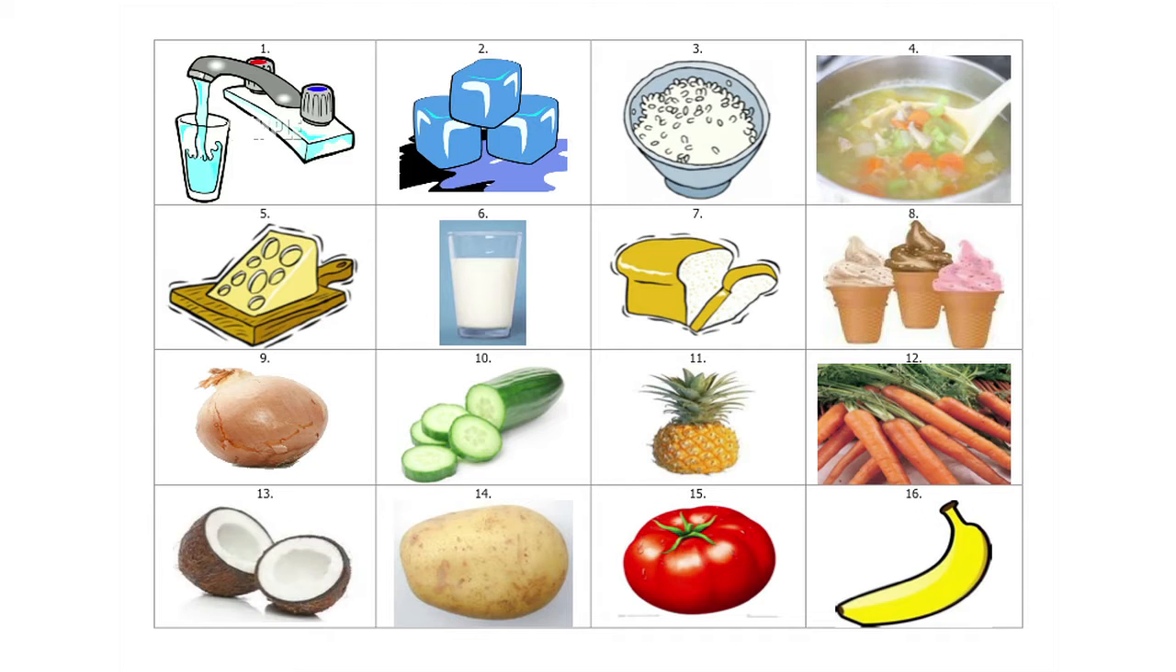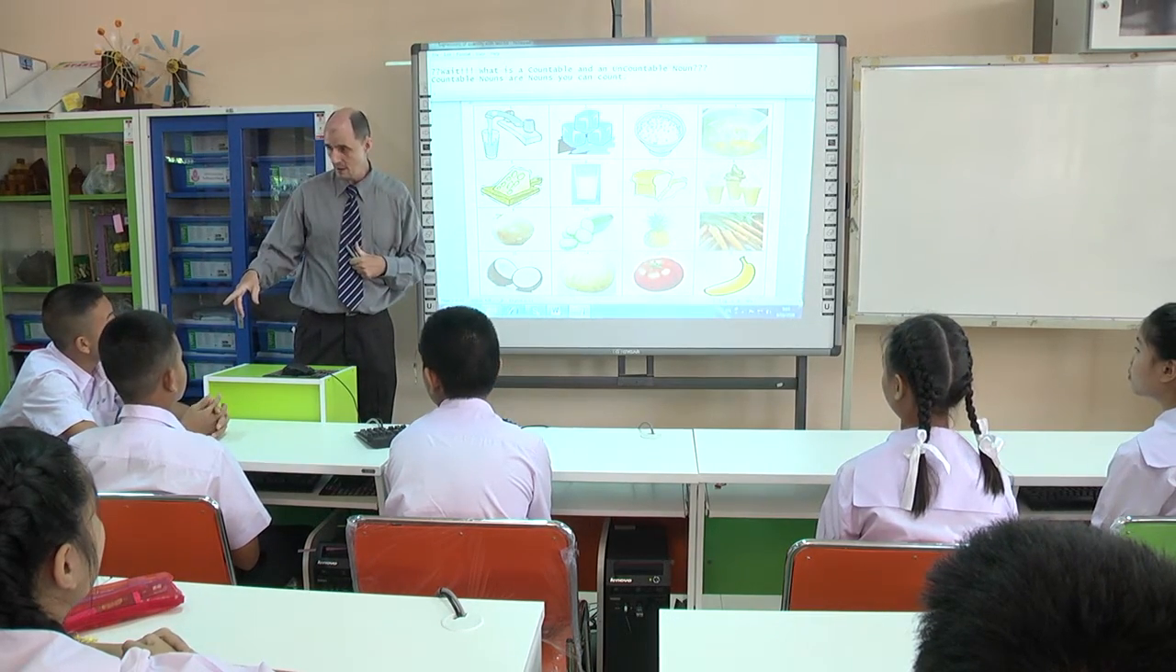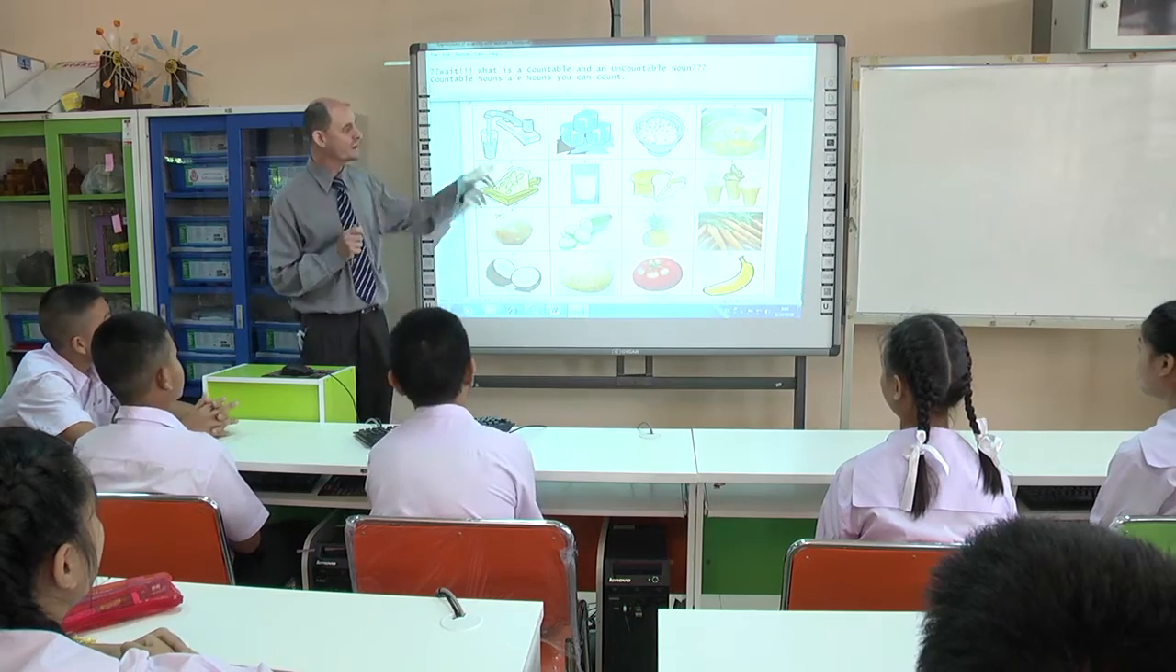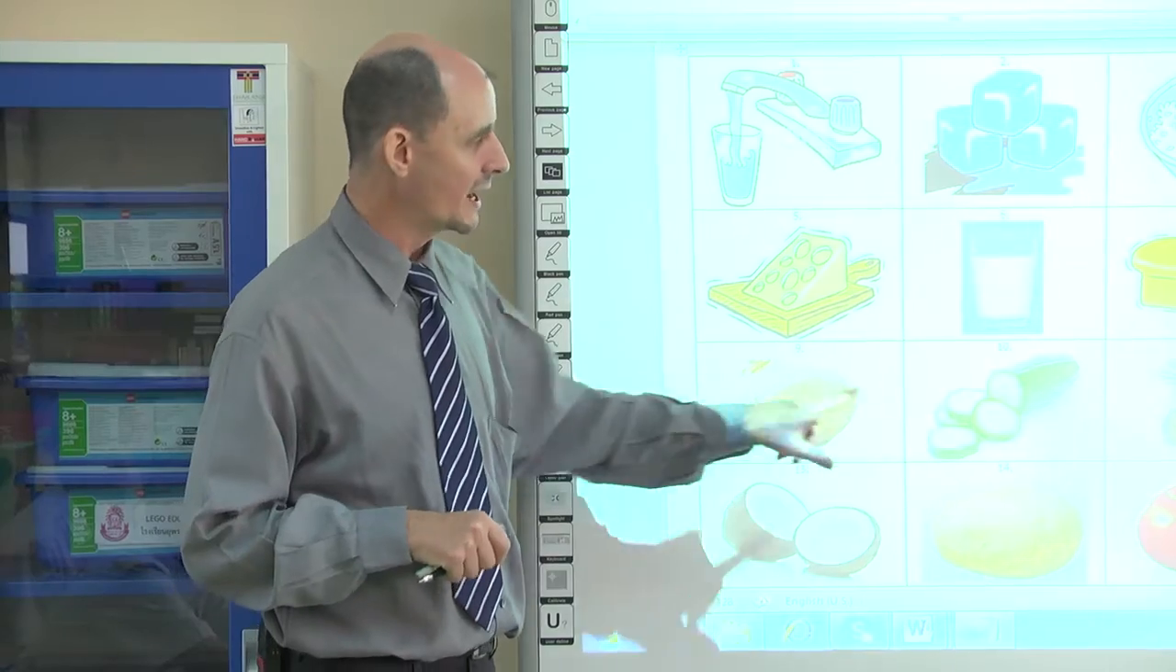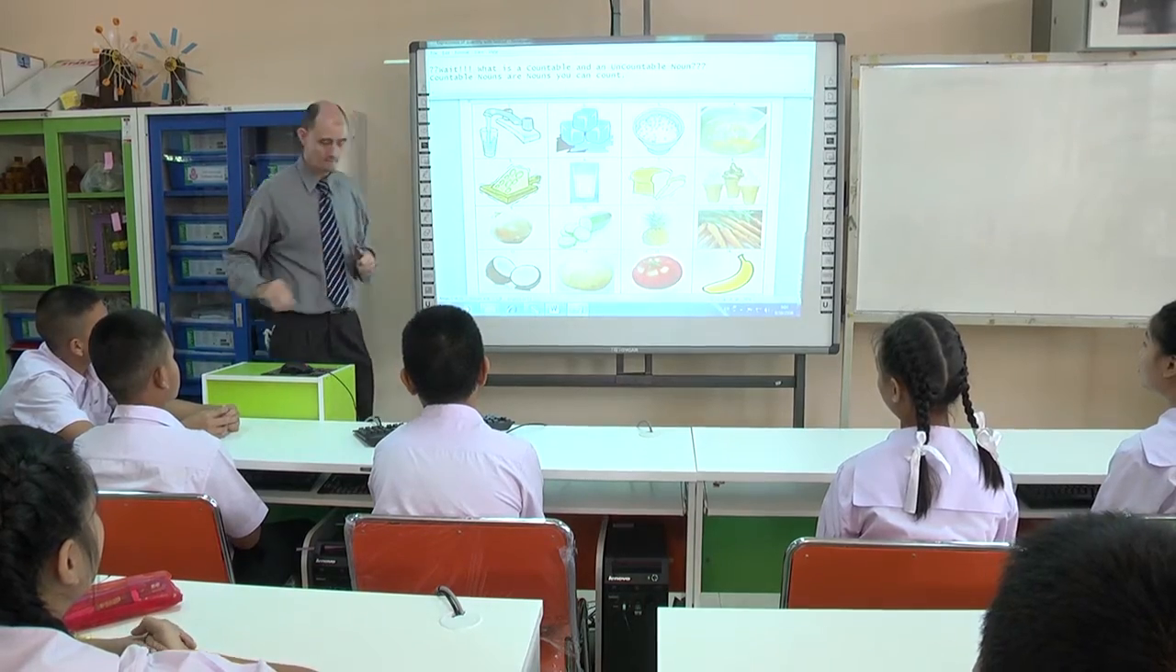1 to 8 is one thing. 9 to 16 is another. Can you tell me what is different? What is different between pictures 1 to 8 and pictures 9 to 16? Very good. What is 1 to 8? Uncountable nouns. Correct. 1 to 8 is uncountable nouns. 9 to 16 is countable nouns. Very good.